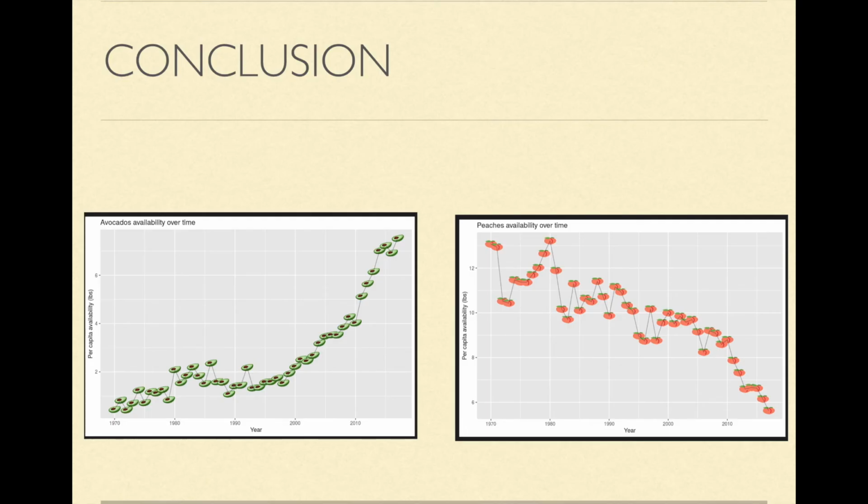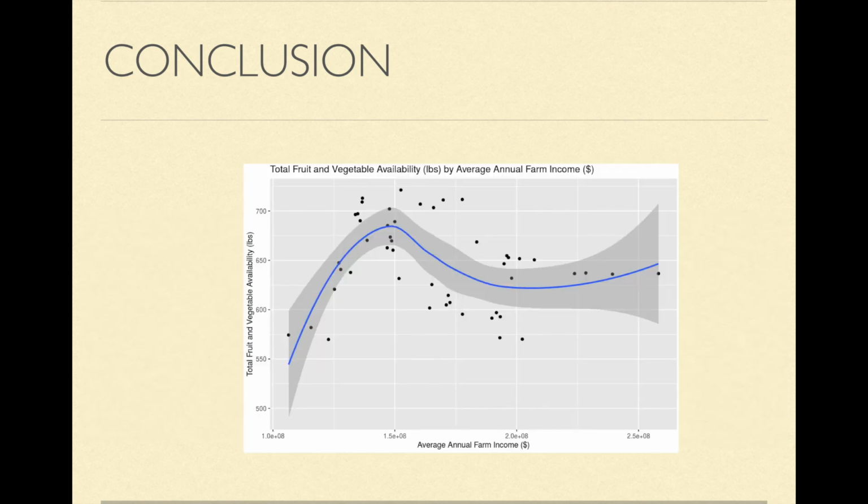In conclusion, I found that trends are quite unique for different products. Further, some surprising results came from observing correlation, notably that there is a very weak relationship between average annual farm income and total availability. The interactive tool can be used to investigate patterns in the data and inform future investigations into agricultural and consumption trends.